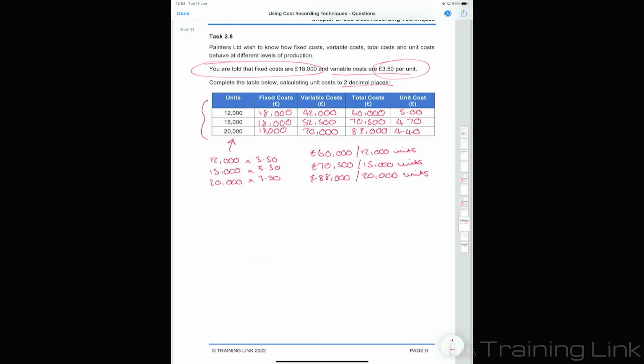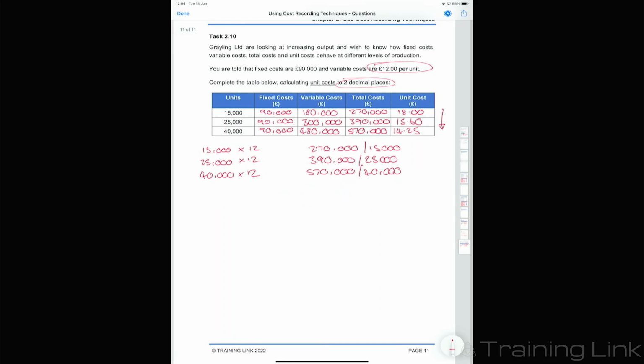Okay, and then of course looking at fixed and variable costs. Always just look out for whether you're dealing with a total or a unit cost. That will typically help you identify the behavior of the costs you're dealing with.